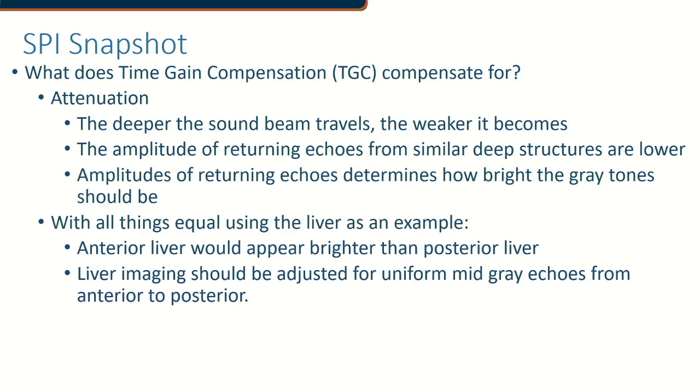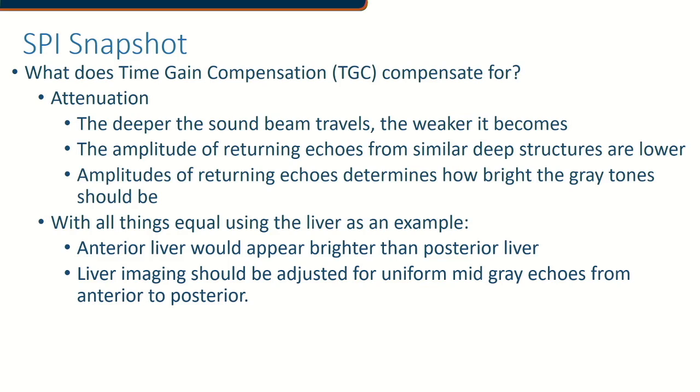And now for an SPI snapshot. What does that time compensation compensate for? It compensates for attenuation. So the deeper the sound beam travels, the weaker it becomes. The amplitudes of the returning echoes from similarly deep structures are lower. And those amplitudes of the returning echoes determine how bright the gray tone should be.